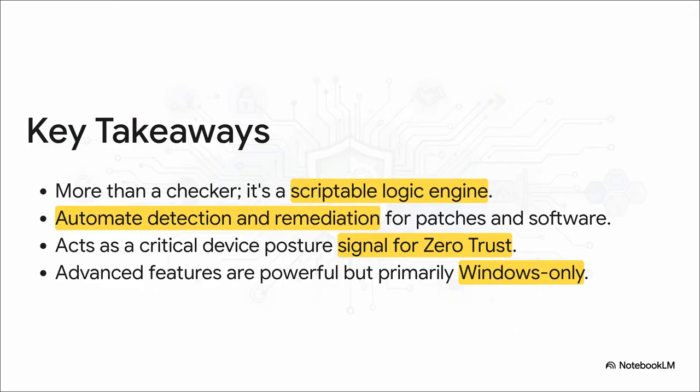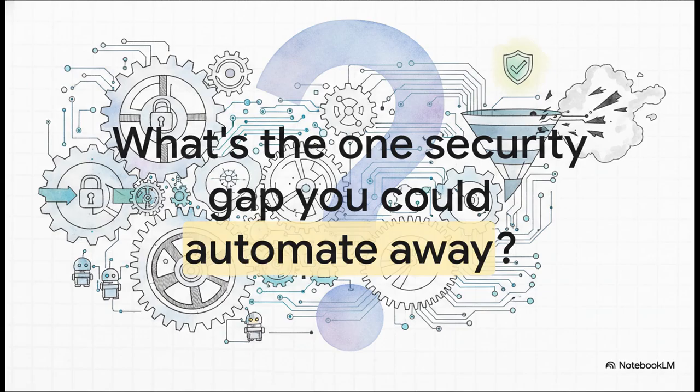So let's wrap this all up with the key takeaways. First and most importantly, stop thinking of host integrity as just a checkbox tool. It's a powerful, scriptable logic engine. Second, you can use that engine to build self-healing workflows that literally automate detection and repairs. Third, it has this whole new life as a critical device posture signal for any modern zero trust strategy. And finally, just remember that all this advanced power is almost entirely focused on Windows. And that kind of brings it all into focus.